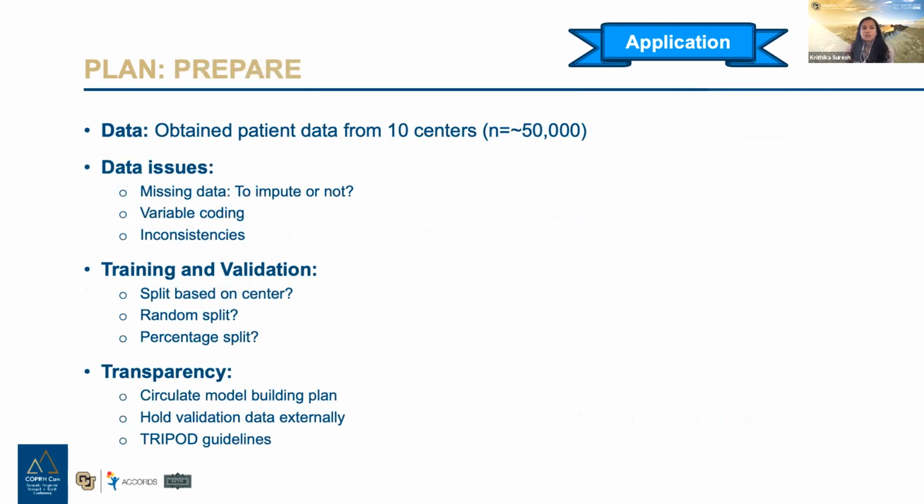So our next goal was to assemble the data and prepare it. We were able to get data from 10 centers, so we ended up with about 50,000 patient level data records. And then thinking about the data issues, there were a number of data issues that we had to address. So the first was missing data.